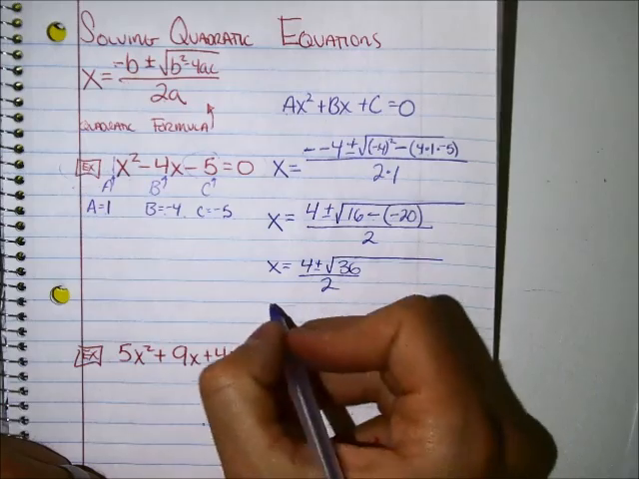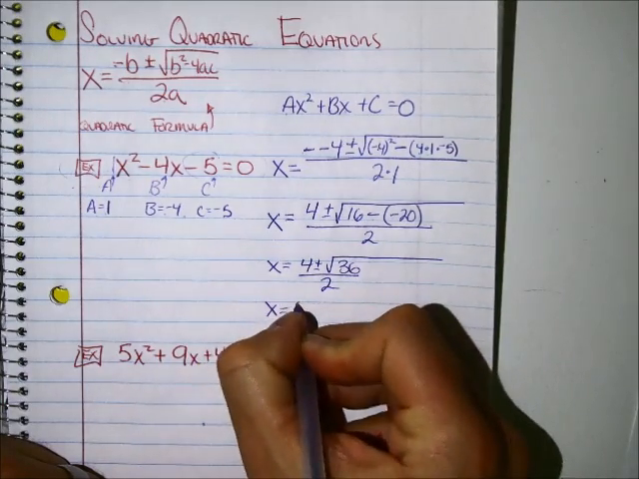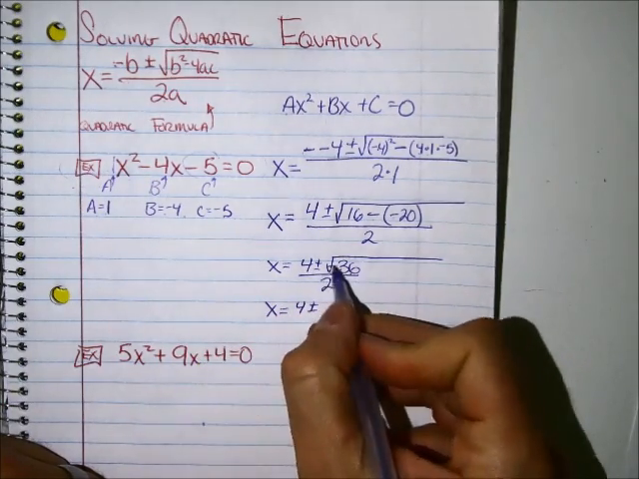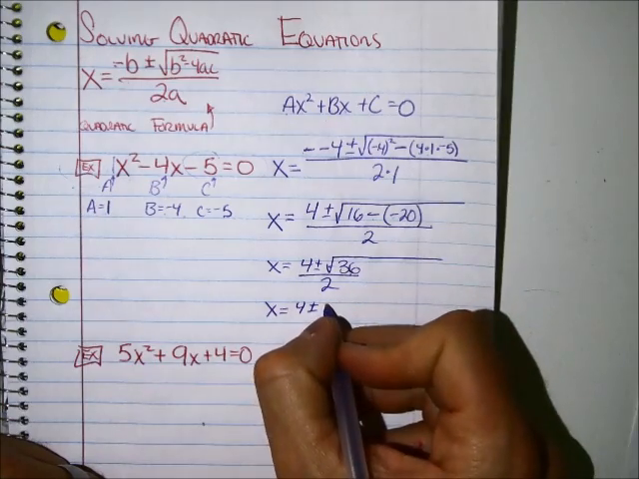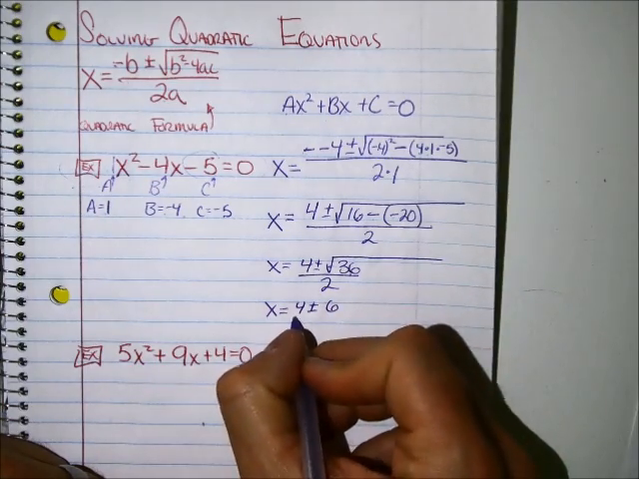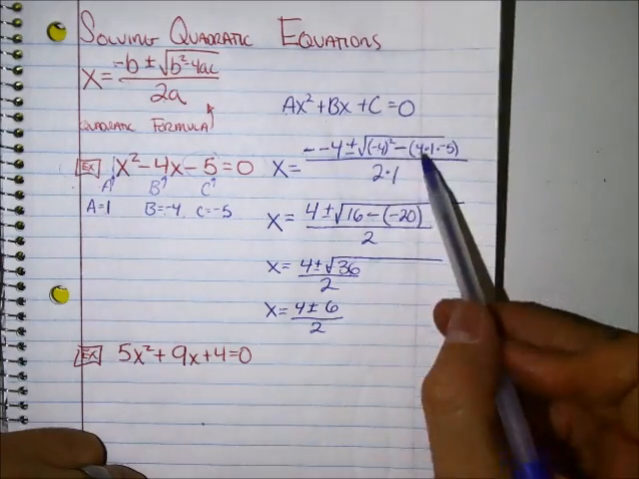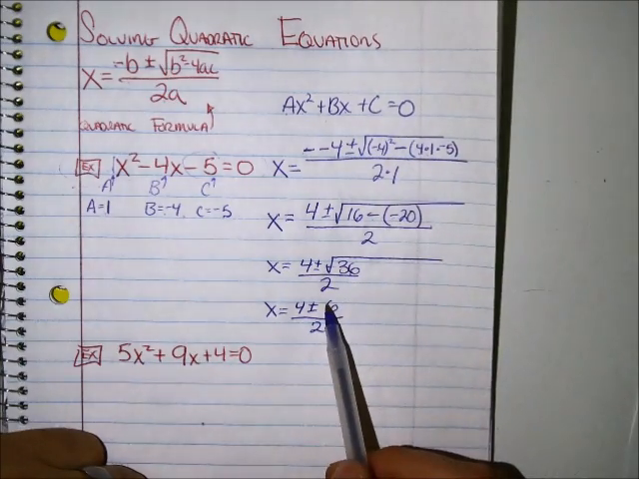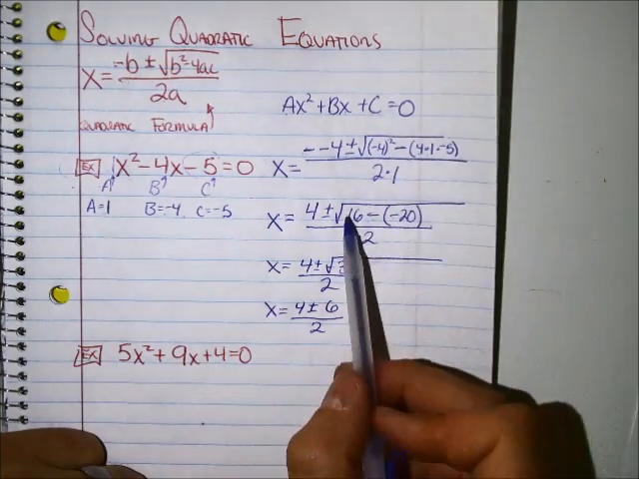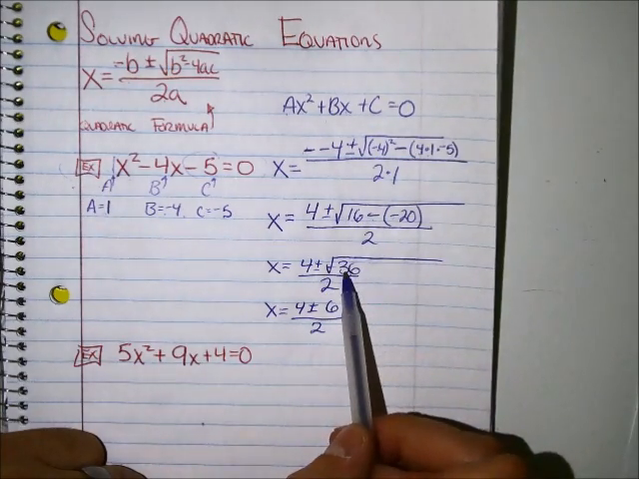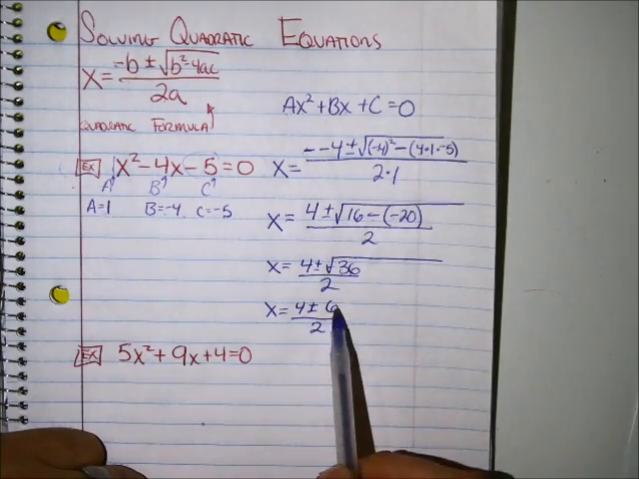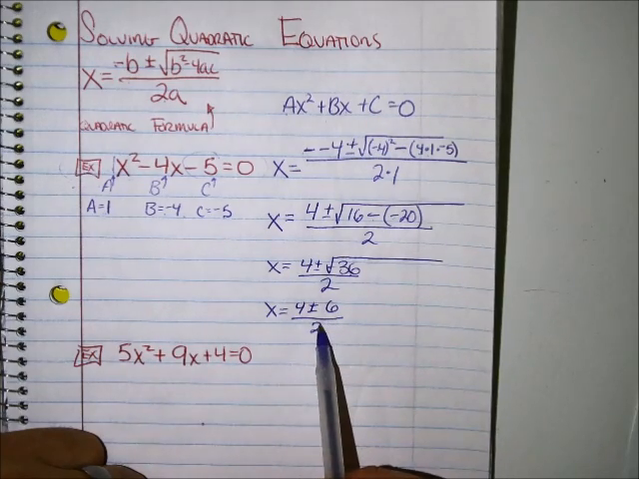I can simplify some more. The square root of 36. What times what makes 36? That's 6. Still over 2. So really all this work here, all I've done is take the square root and simplified what's inside of it to get 6. Simplify all the inside to get 36. The square root of 36 is this 6. So I got 4 plus or minus 6 divided by 2.